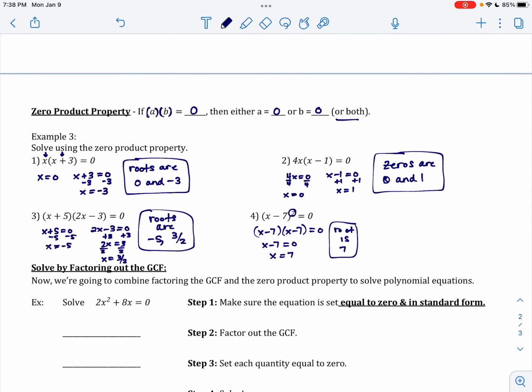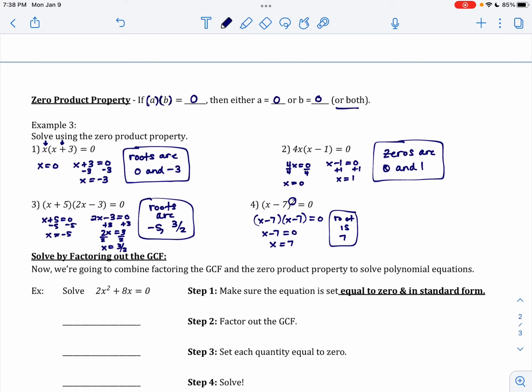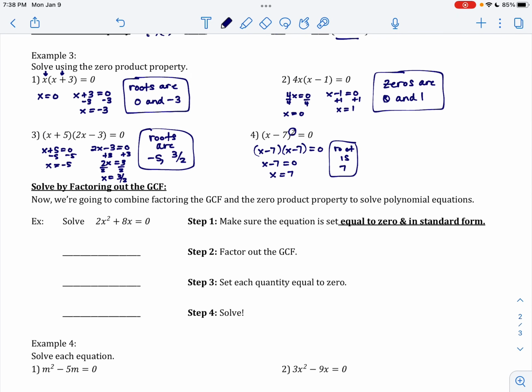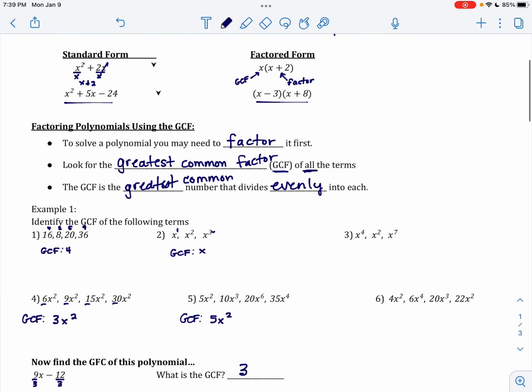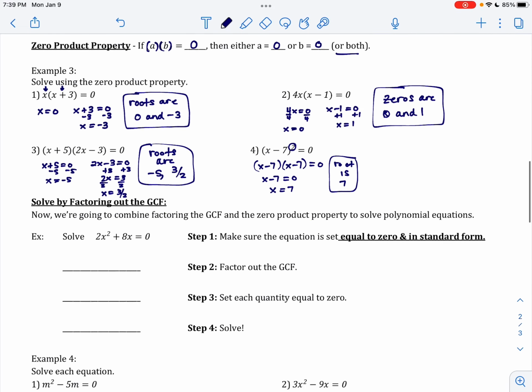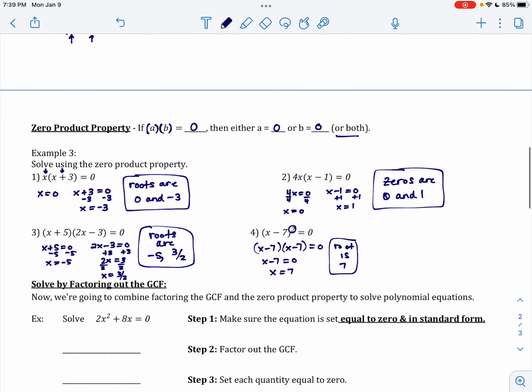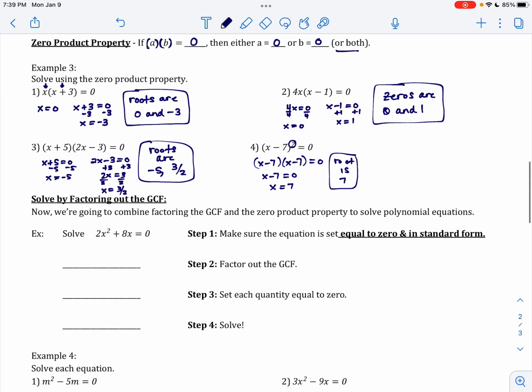All right, so we're going to do a little bit of practicing of that in the bottom. So solve by factoring out the greatest common factor. We're going to put the two together now. We're going to take what we learned on the front side, how to factor out the greatest common factor, and apply it to the zero product property. So in order to solve for the zeros or the x-intercepts, you have to take the greatest common factor out. You have to get it in factored form, and then you can set them equal to 0.